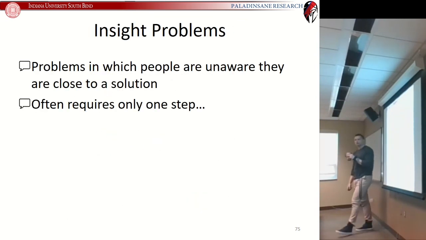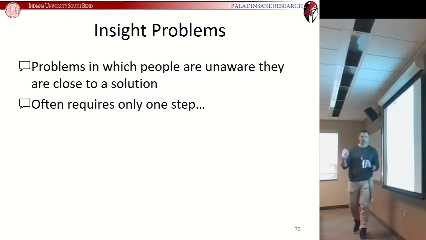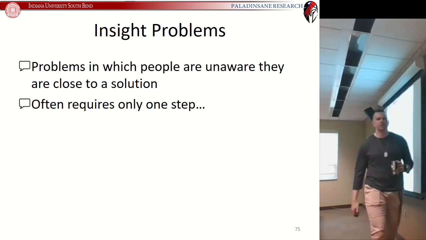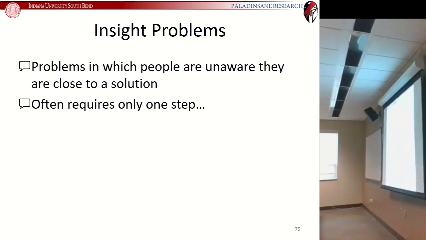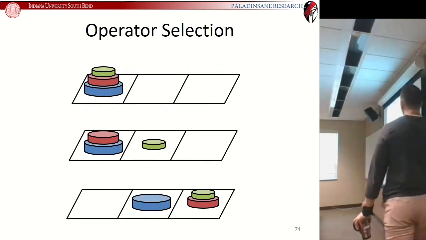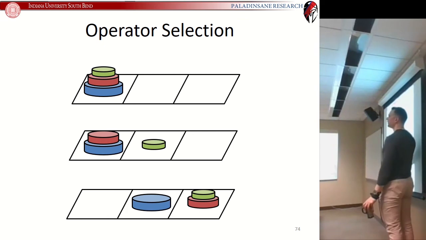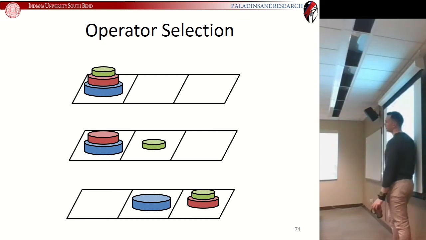All right, so we're going to wrap up today by taking a look at insight problems. So we saw this last time. We introduced the idea of the insight problems, and these are problems where people are unaware that they're close to a solution. So the Tower of Hanoi is definitely not an insight problem, because when you are here, you know you're close to the solution. You know you're close to the end game.